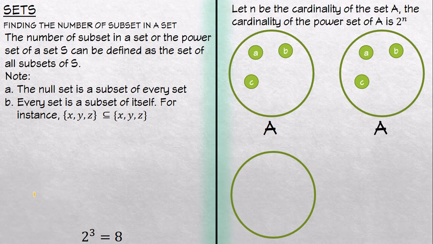So now we want to look at the power set. When we talk of the power set, we are talking of the number of subsets in a set. That is what I mean by the power set. It is the collection of subsets of a set.